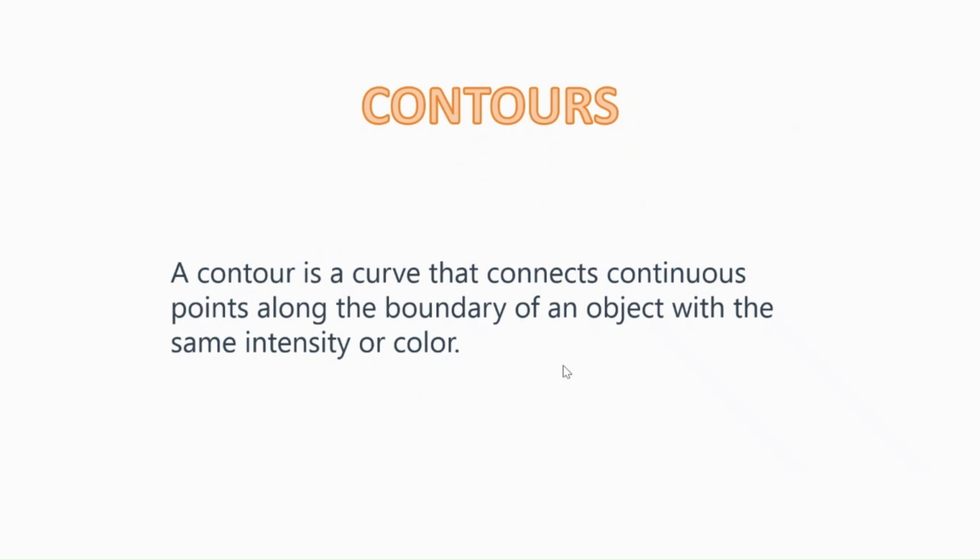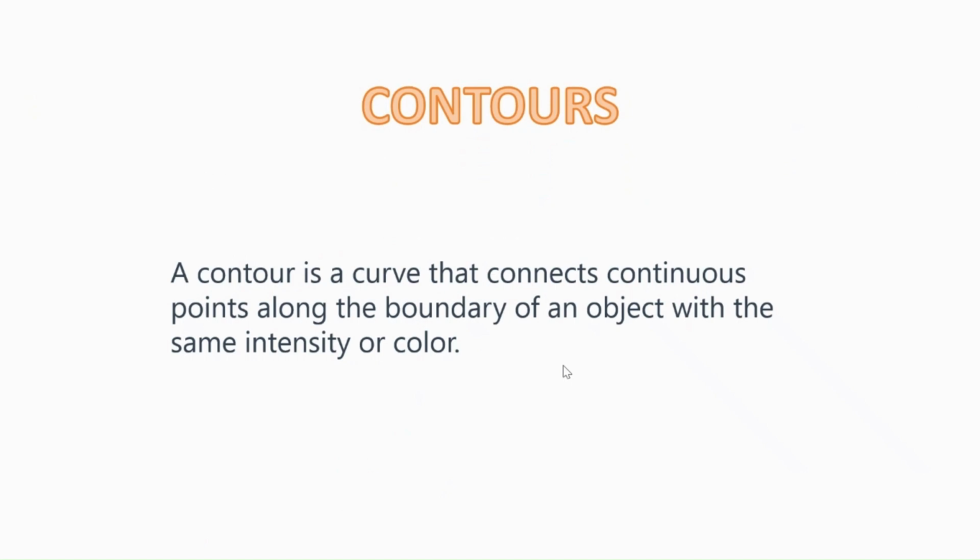In this video, we are going to discuss contours. A contour is a curve that connects continuous points along the boundary of an object. So what does it mean? In the last video, we saw what edge detection is. With edge detection, we identify the edges of an image.